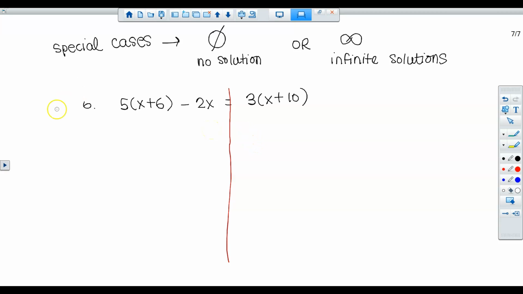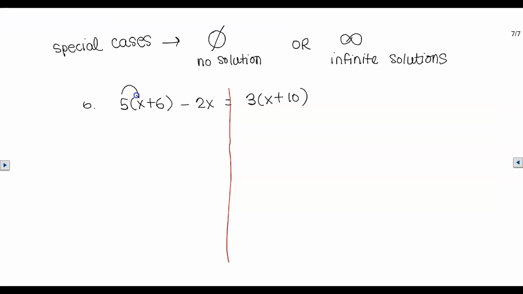All right, so beginning at step 1, do I need to distribute? And the answer is yes. So I do 5 times x, which will give me 5x. I do 5 times positive 6, which will give me a positive 30. I bring down that minus 2x, and then on side 2, I do 3 times x, 3x, and 3 times positive 10, positive 30. So step 1 is done.